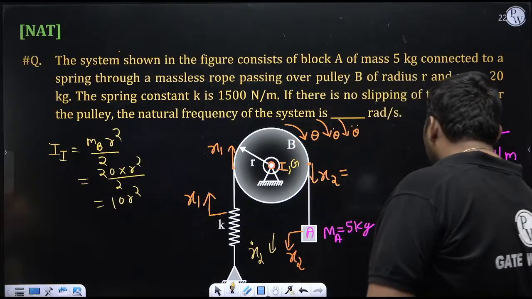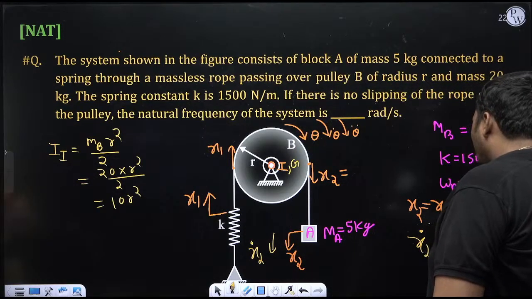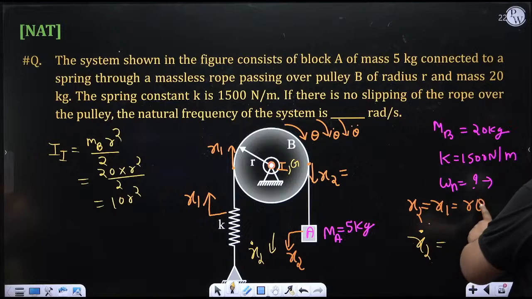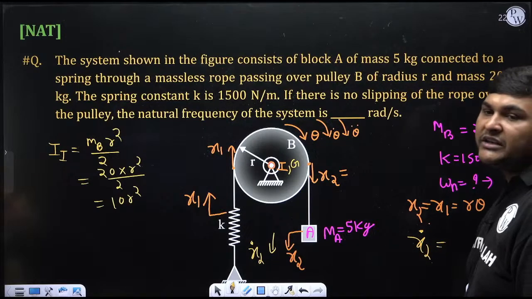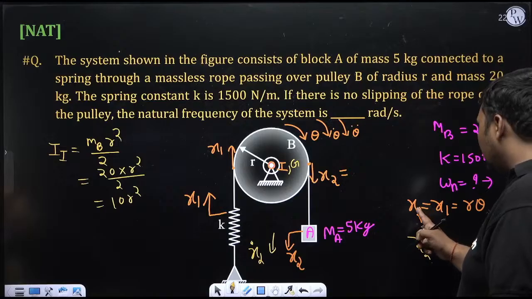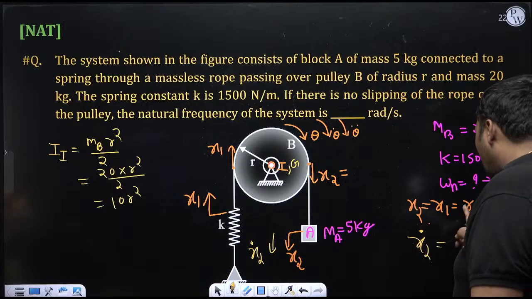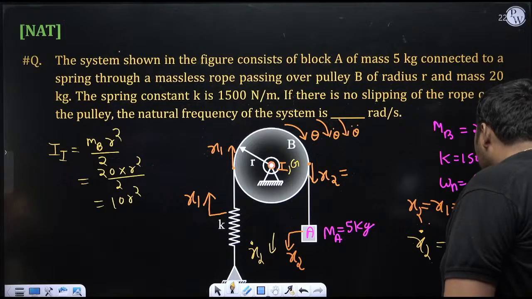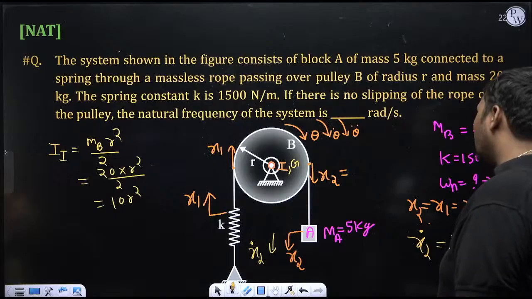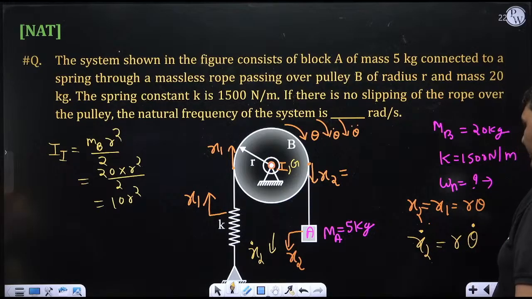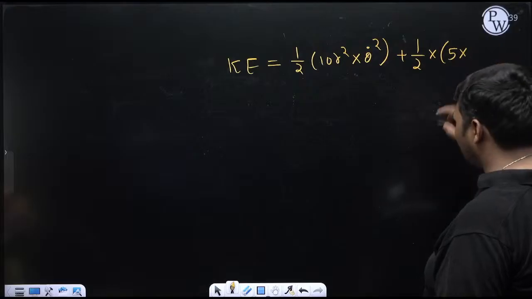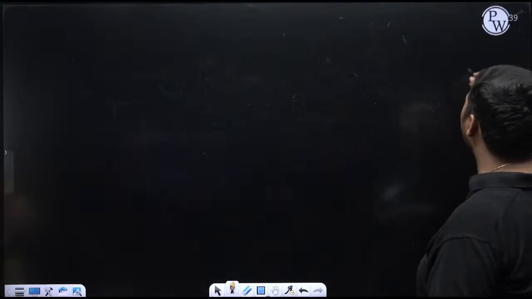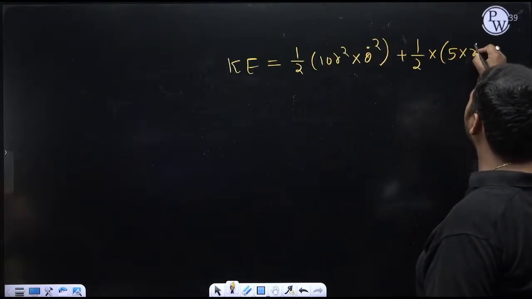And you can write the expression of x2 dot in terms of theta dot also. How? See, we know x2 in terms of theta is r theta. So if you differentiate this with respect to time, you will get the expression of x2 dot. The differentiation of x2 with respect to time is x2 dot, r is constant, and the differentiation of theta with respect to time is theta dot. So your x2 dot is nothing but r theta dot. So first of all, the formula is half mv square, and the linear velocity of this point mass is x2 dot, so into x2 dot square.